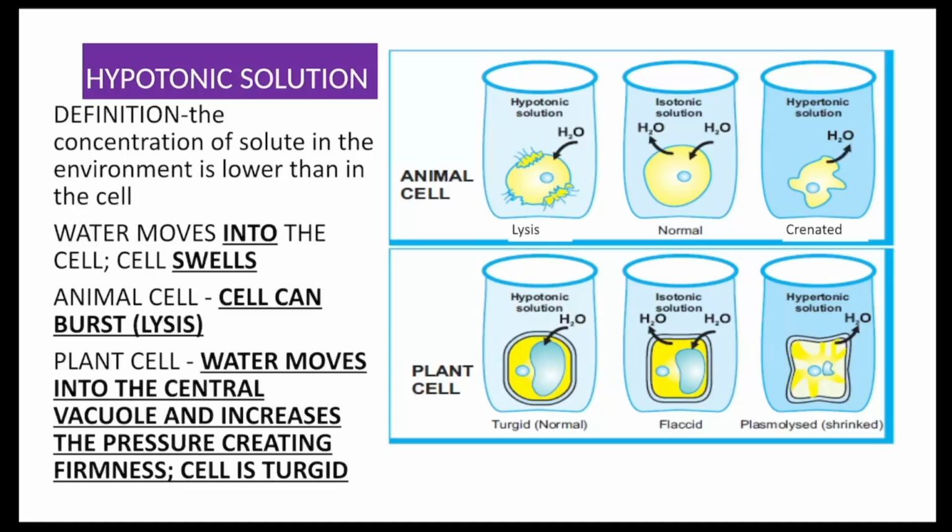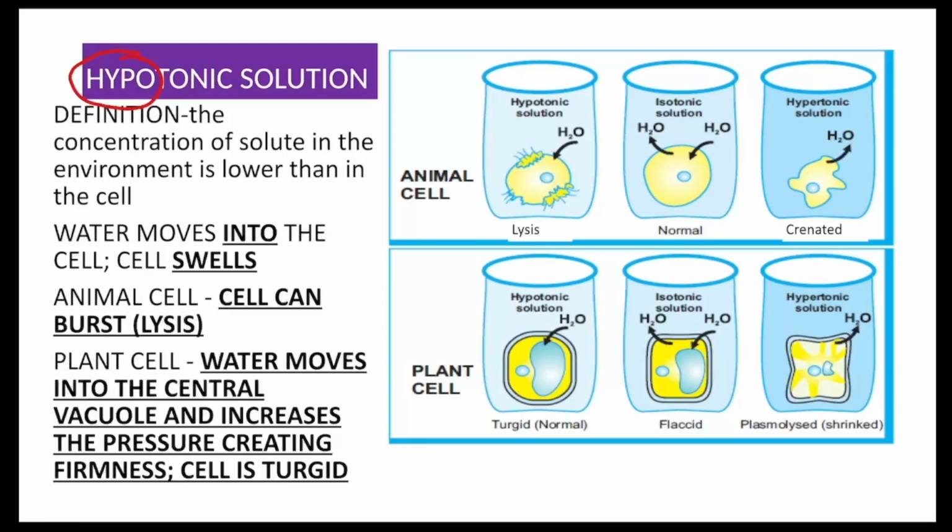So then there's all these different kinds of solutions that you can get based on how much solute you have, and it can also be in reference to what kind of cell you're putting in the solution. So a hypotonic, the way I remember this is hypo-hippo. Hippos love water, so a hypotonic solution has a lot of water.